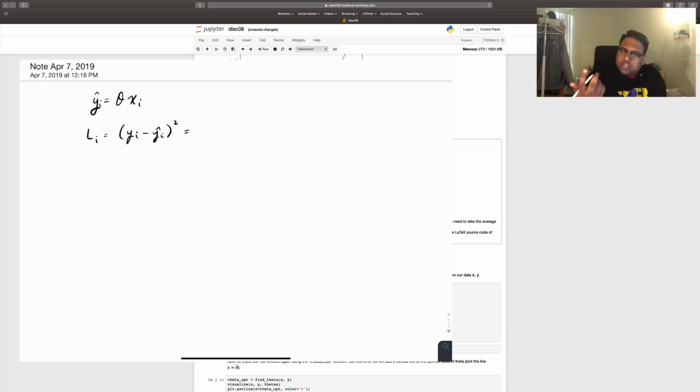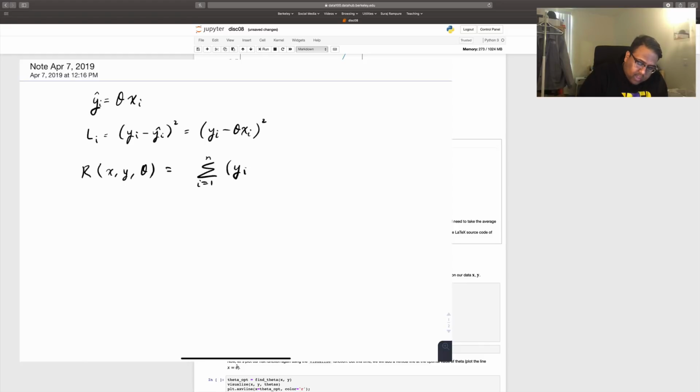But since we know y hat i is just theta xi, we can say this is yi minus theta xi, quantity squared. And now our empirical risk is just the average loss over all of our n data points that we're given, right? So our risk, which we formatted as risk in terms of x, y, and theta, is the sum over all of our data points of yi minus theta xi, quantity squared, and it's really the average of that. So we multiply by 1 over n out front. And now what we want to do is find the optimal theta, so the theta that minimizes this empirical risk.